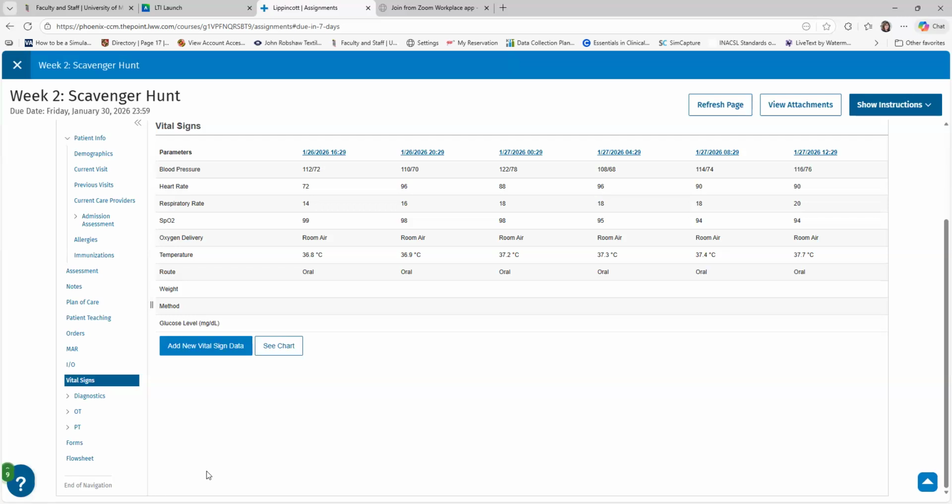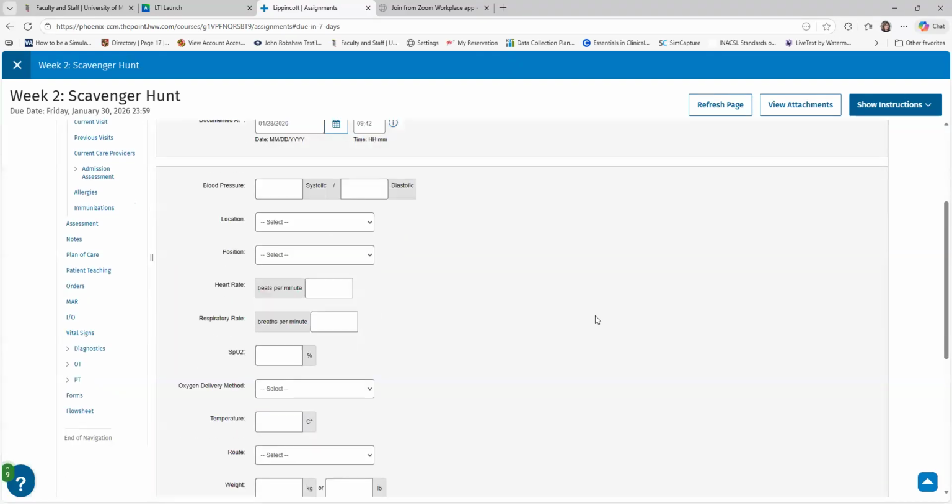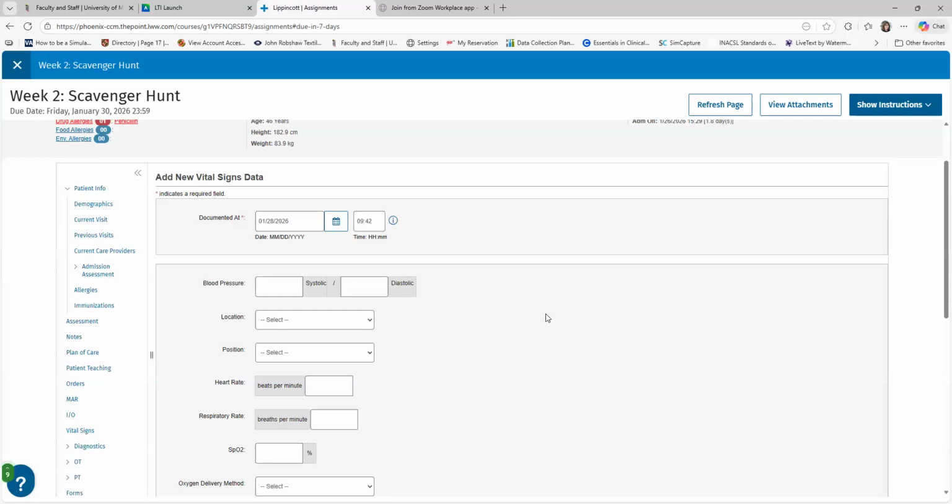Okay. And if you practice today and say you take a blood pressure on a peer or someone in your home, if you wanted to document a new set of vital signs, you're going to click this blue button and it opens this up. So let's just do this together.